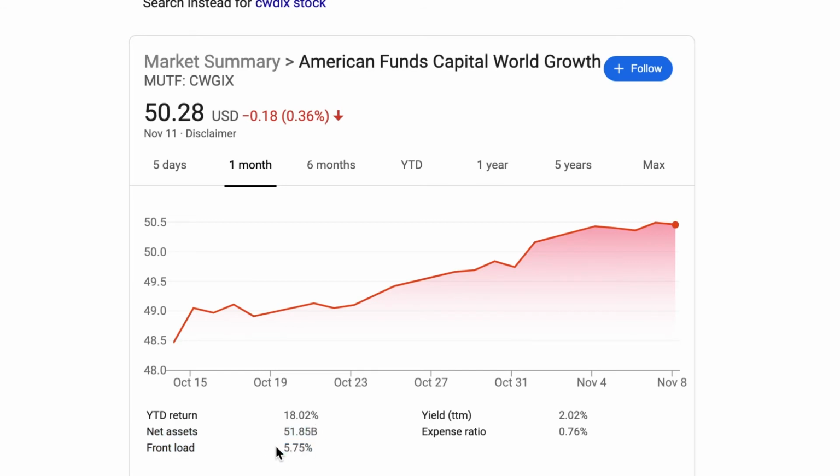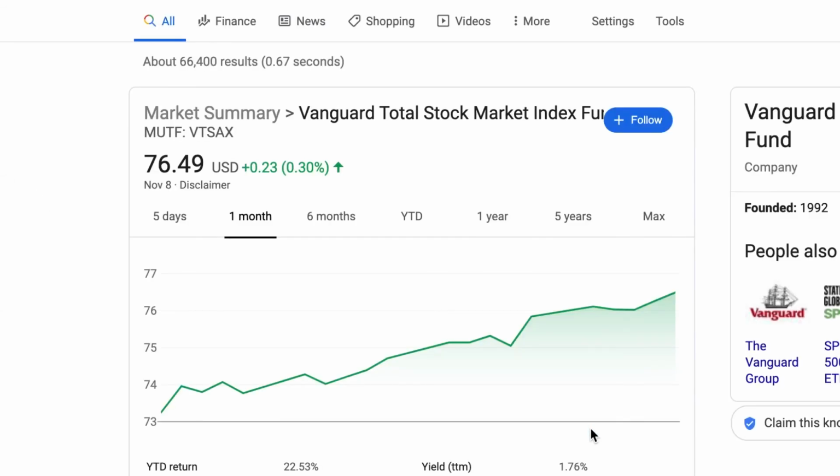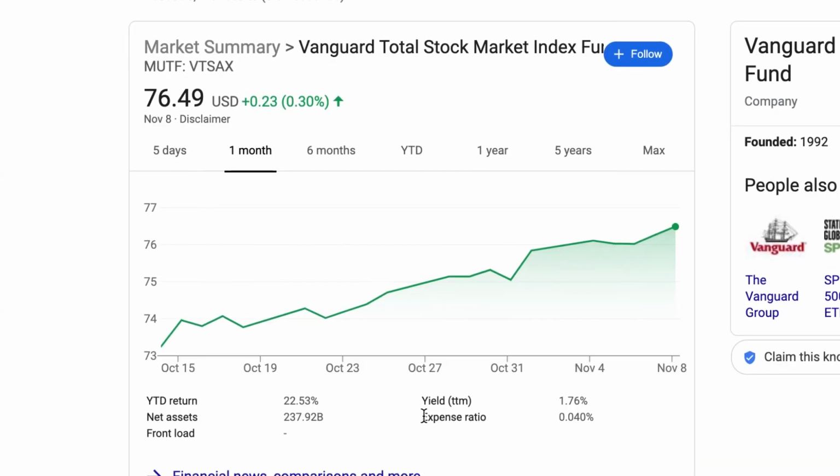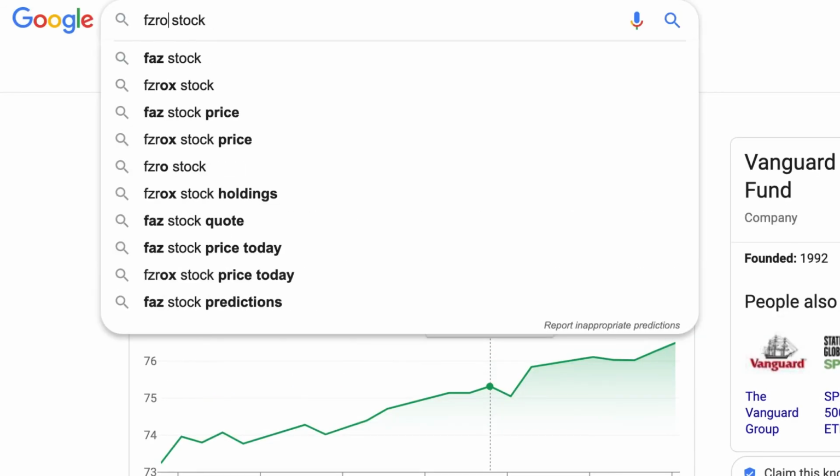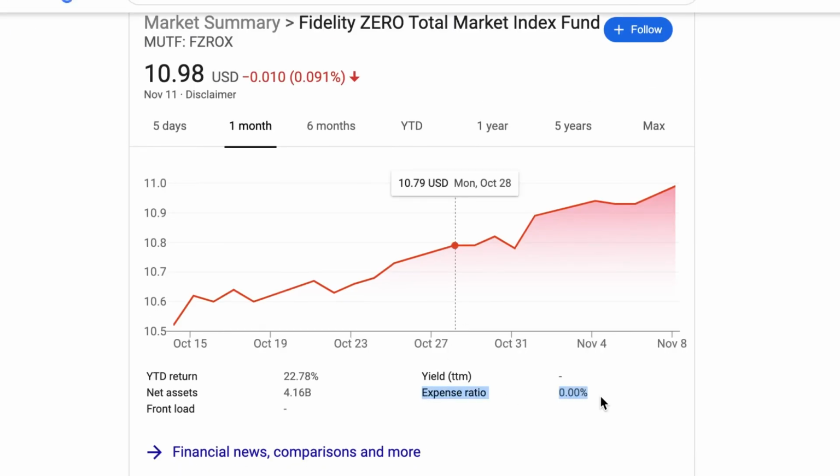The yield TTM, or trailing 12 months, is the percentage of the amount of money the fund returns to investors over the past 12 months. That includes dividends from stocks, interest from bonds, etc. Now, the expense ratio is the fee that you pay every year for administrative and operating expenses for that fund. Index funds typically have much lower expense ratios. Some can go as low as 0.04%, like VTSAX, and some can even be zero, like FZROX.